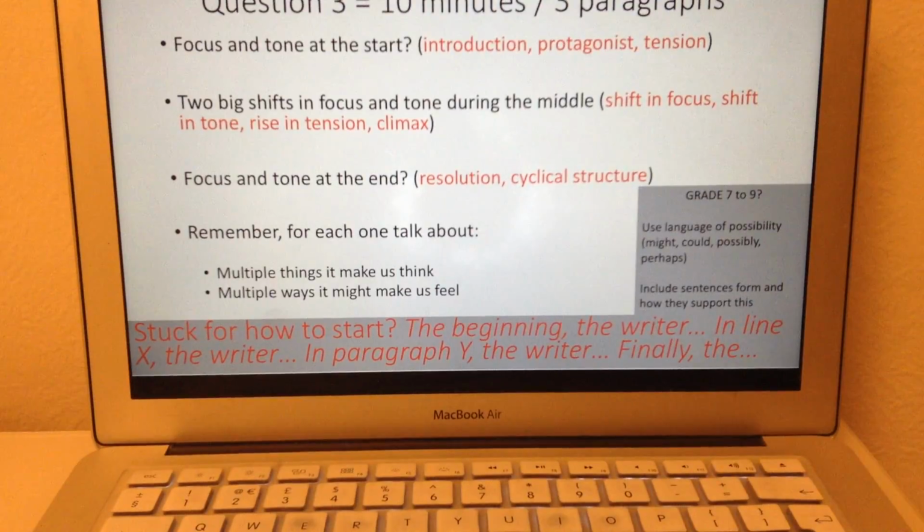You then look at the end. What's the focus and the tone at the end? Is there a resolution where everything's kind of tied up? Or does it have maybe a cyclical structure where the end makes you think back to the start for some reason?